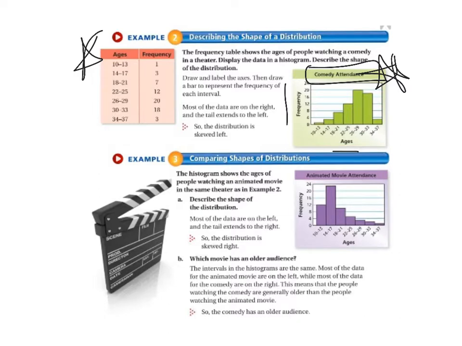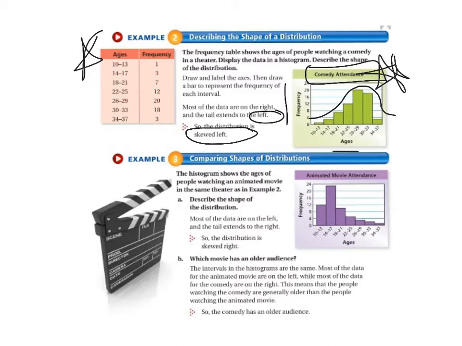So it says most of the data are on the right. If you draw a line over it, you can see that most of the data are on the right and the tail extends to the left. So since the tail extends to the left, the distribution is skewed left.